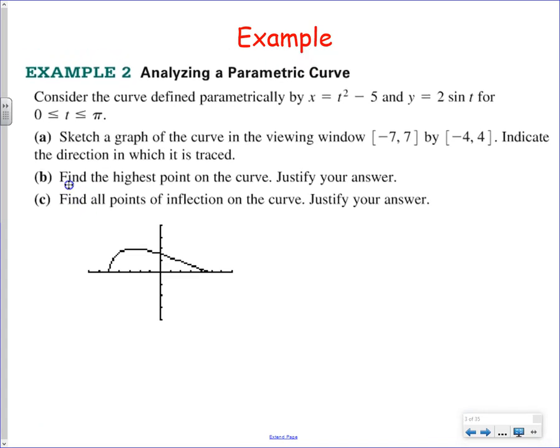Consider the curve defined parametrically by x is equal to t squared minus 5 and y is equal to 2 sine of t for t between 0 and pi.